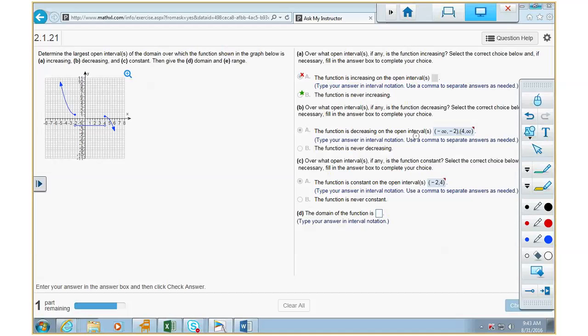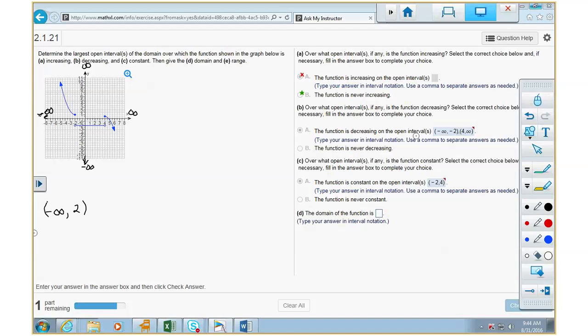This is called negative infinity right here. That arrowhead right there is called negative infinity. This arrowhead is called positive infinity. This arrowhead right here is called negative infinity. And this arrowhead up here is called positive infinity. So, this function has an arrowhead on it, so that means that the domain is from negative infinity to 2.